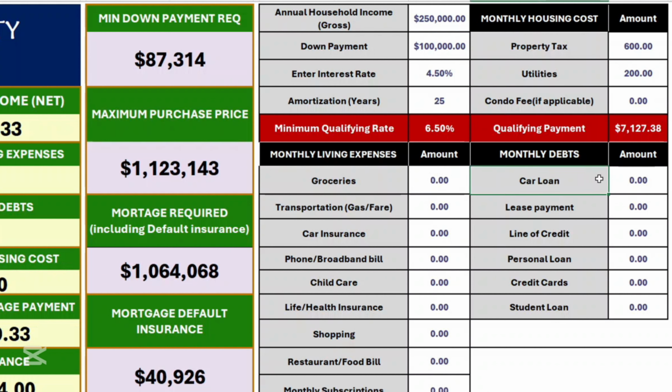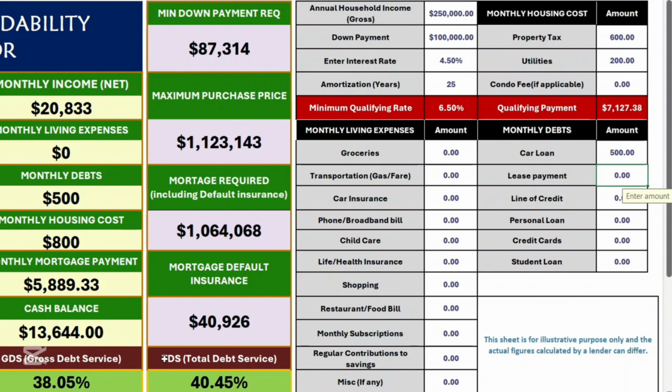Now we come to the monthly debts. So your monthly debts also become part of the eligibility for your mortgage. Your monthly debt has to be under a certain limit to get approved for a mortgage. Let's assume that we have a monthly debt of $500. So see, with $500, there is no impact on the maximum purchase price. Why? Because as per the mortgage rules, the TDS, that is total debt service, should not be more than 44% of your annual household income. So since it's below 44%, you are good to buy this home even with this debt.